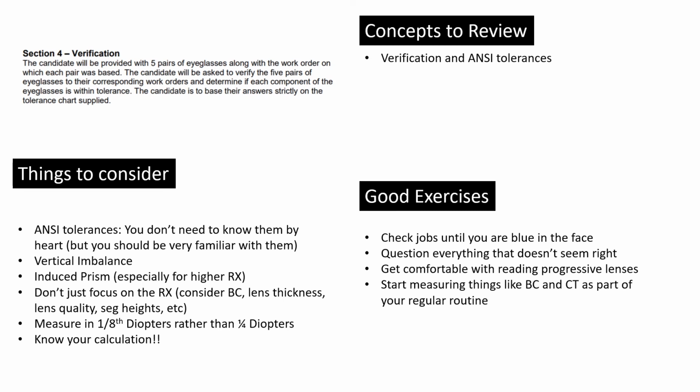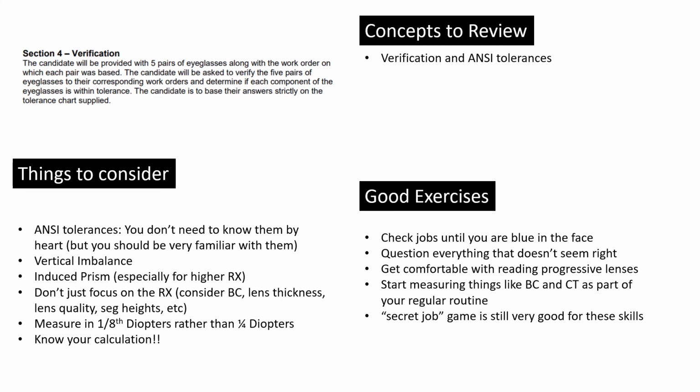Start measuring things like base curve and center thickness as your regular routine. We never measure these things, right? And it's something that you want to be good at. So whenever you're sitting down to check jobs, make sure you've got a lens clock and a thickness gauge ready to go, so you're measuring everything. And hopefully, if you have a work order too, that compares what it should be, especially on surface lenses. A lot of the times the work order will tell you exactly what was expected as far as the thickness and the base curve. So make sure that you're measuring all of those things.